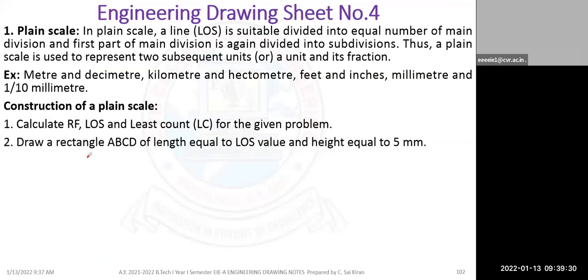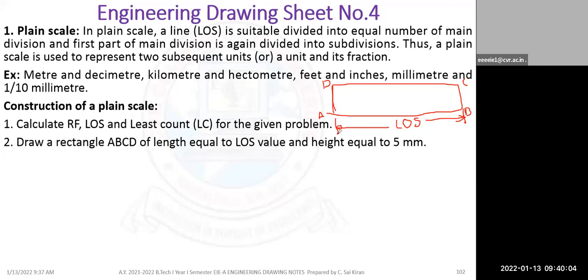And the second step, you have to create a rectangle, because if you see your 15 centimeter scale, it is a rectangle. So compulsorily you have to create a rectangle and label it A, B, C, D. Whatever may be the AB distance will be the LOS value. This LOS value will be your AB distance.